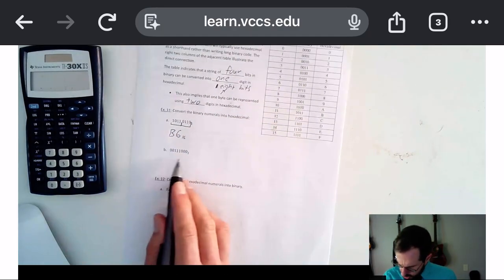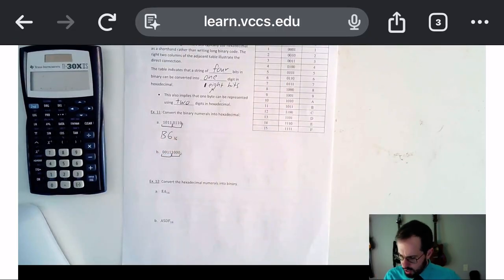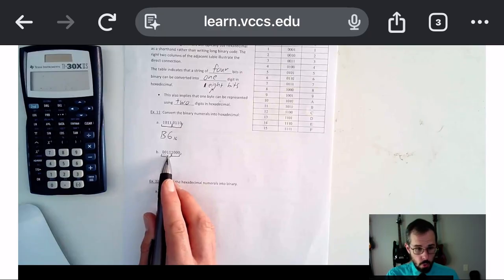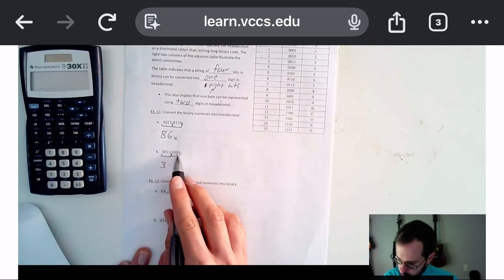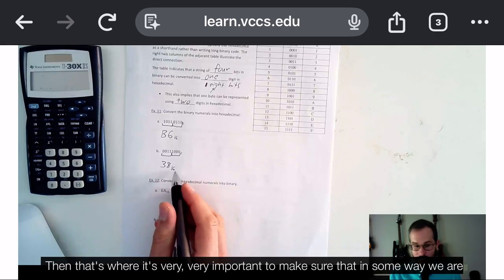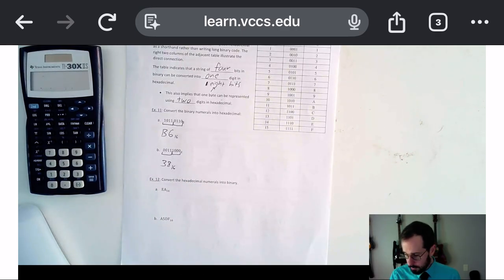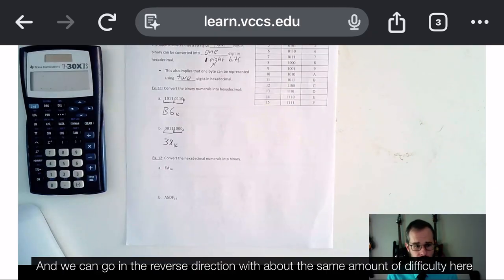We can also see something like this, 0011, 1000. Well, let's see, here's the first string of 4, here's the second string of 4. 0011, well, that's 1 plus 2, which is 3. And then this one right here, 1000, well, that's 8 plus nothing. So that would just look like 3, 8. Again, that's where it's very, very important to make sure that in some way we are signifying that this thing is a hexadecimal value here.